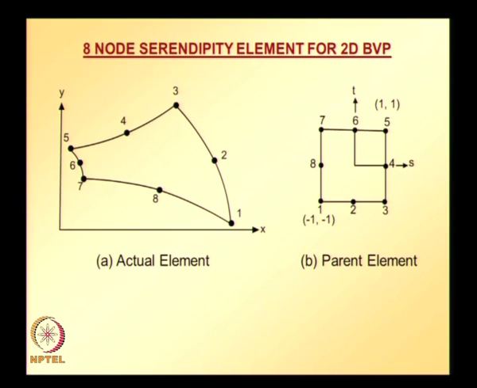Let the actual nodal coordinates of the actual element be x1 y1 of node 1, x2 y2 of node 2, like that, and we can put all these nodal coordinates in 2 vectors, all the x coordinates in one vector and all the y coordinates in another vector.